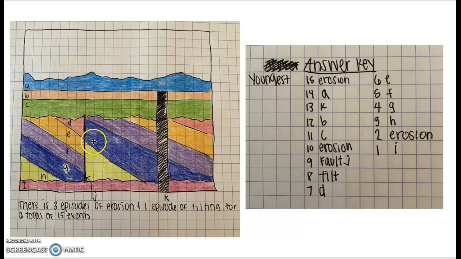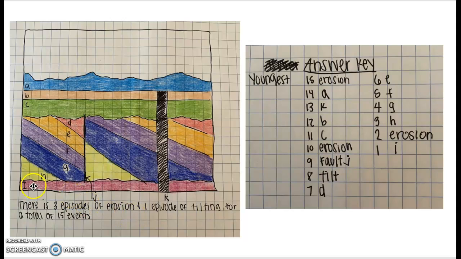And this fault right here is a reverse fault because you can see that the hanging wall is moving up relative to the foot wall over here. And then after fault letter J, there is our 1 episode of tilting. And then using the law of superposition yet again, I can determine that the layers go from D, E, F, G, and then H is the oldest.